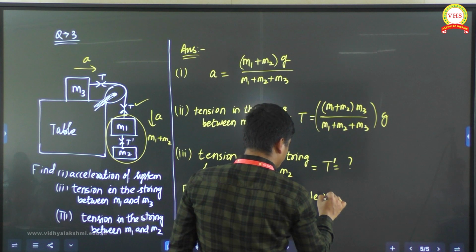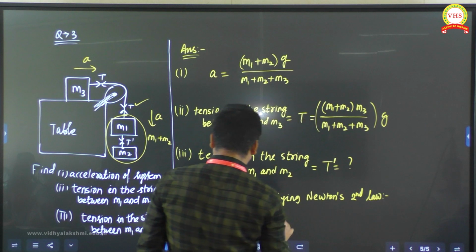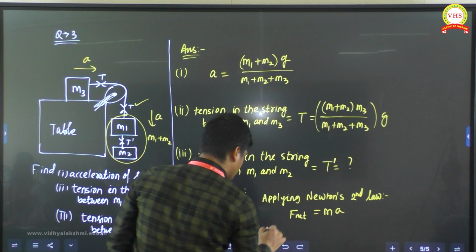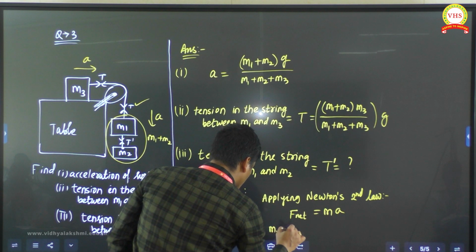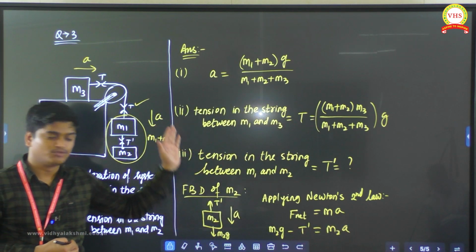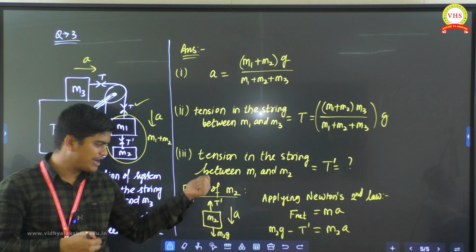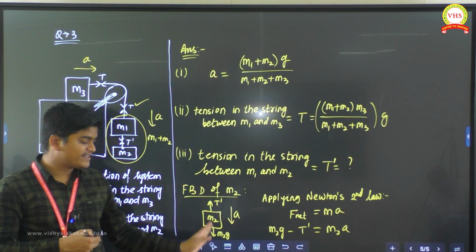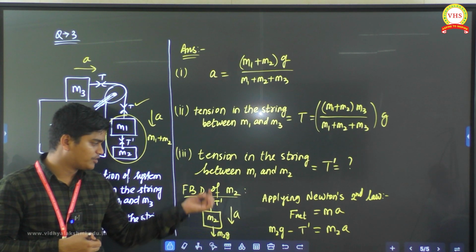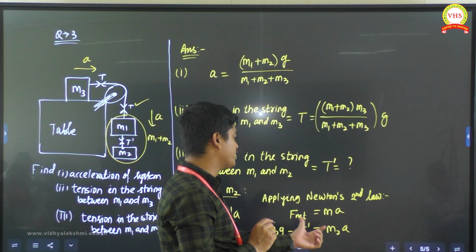Now here applying Newton's second law, what will do? F net equal to mass times acceleration. So F net is nothing but M2G minus T prime equal to M2A. Why? Because object is moving downward direction. Downward force is M2G, upward force is T prime. So as object is moving downward, M2G will be greater. So greater force minus smaller force is net force. So now T prime you calculate from here.